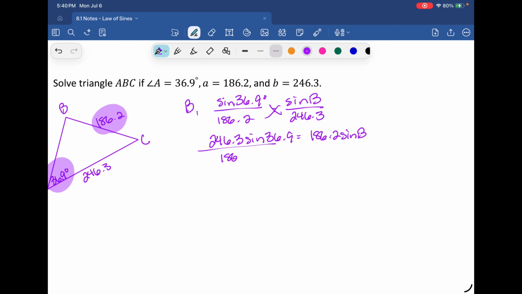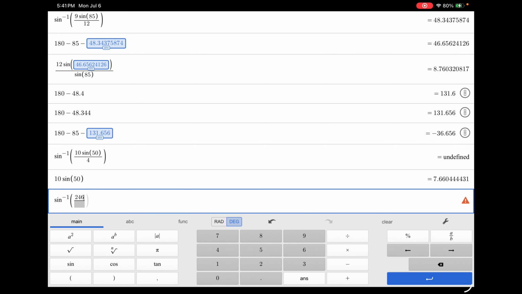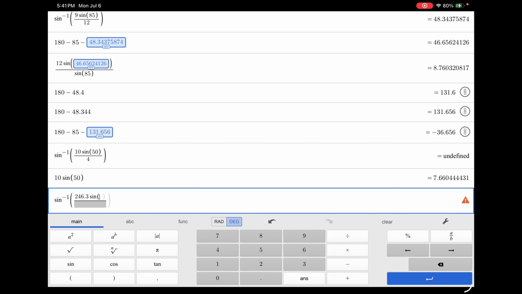Divide. Then inverse sine. Calculator. Inverse sine of 246.3 sine 36.9 over 186.2. 52.582.